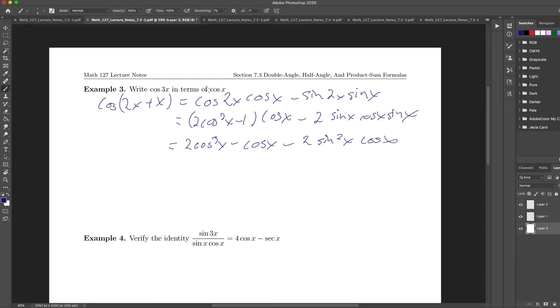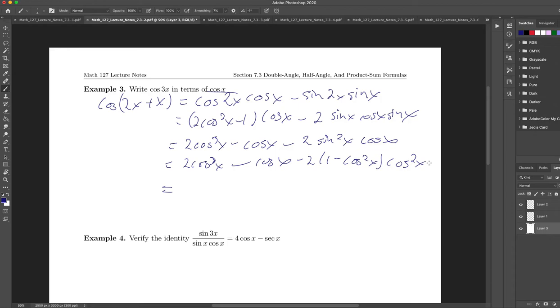cosine of x, and we want this all in terms of cosine, so we'll have to get rid of this. So here, we'll just go ahead and replace that with 2 cosine cubed x minus cosine of x. This becomes minus 2 times sine squared x, which is just 1 minus cosine squared x, times cosine of x.